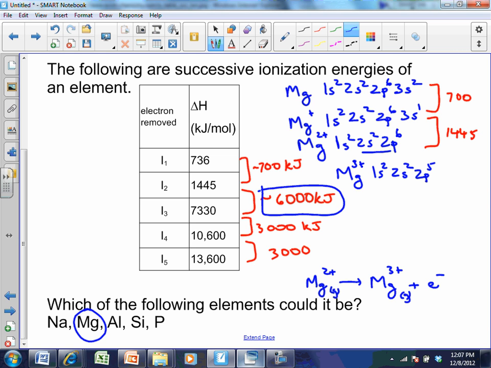Hopefully, this helps you understand the successive ionization energies and the kinds of questions that you might be asked about them.